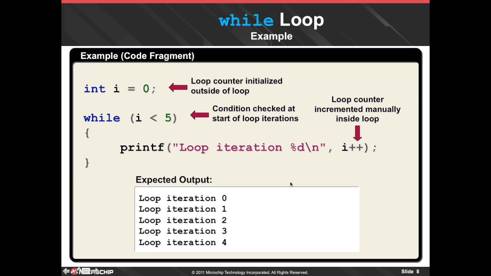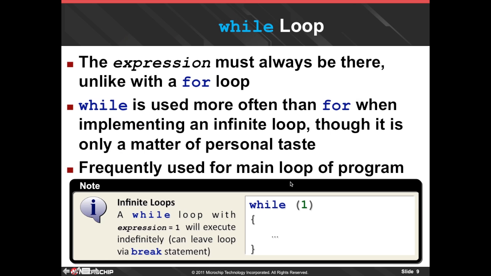But again, we use these more for conditional loops. The expression for the while loop must always be there, unlike for a for loop. And as I said, it's used more often than for when implementing an infinite loop. You would have seen this already, but again, a matter of personal taste. If you think about embedded controllers like a smoke alarm, you always need to be checking for inputs. So these infinite loops are crucial. The while 1 is a common way to do that. 1 is always going to be true, so therefore this will always loop everything inside those braces.